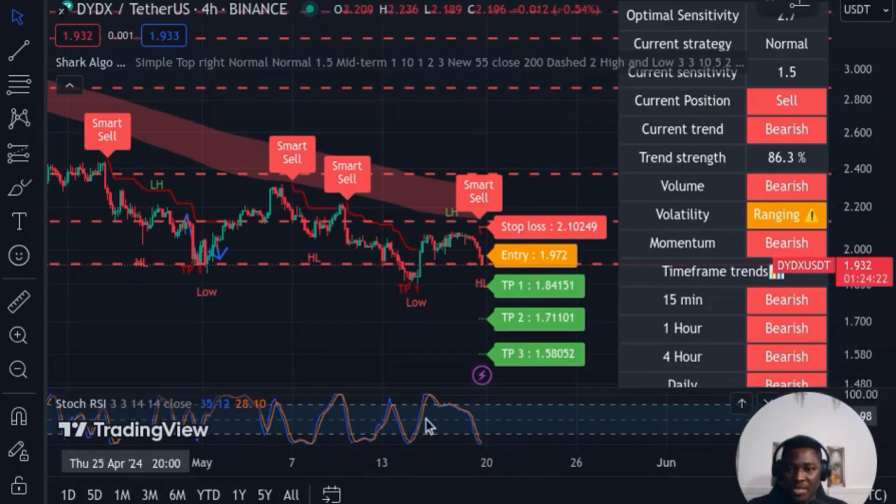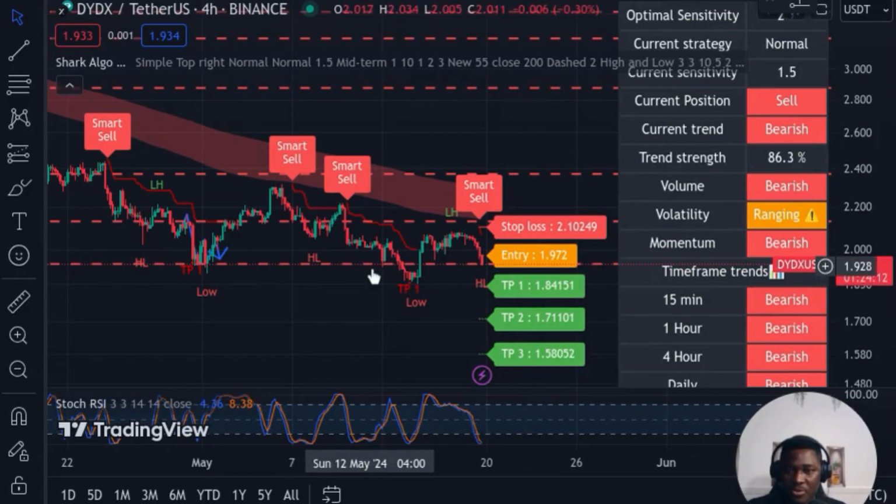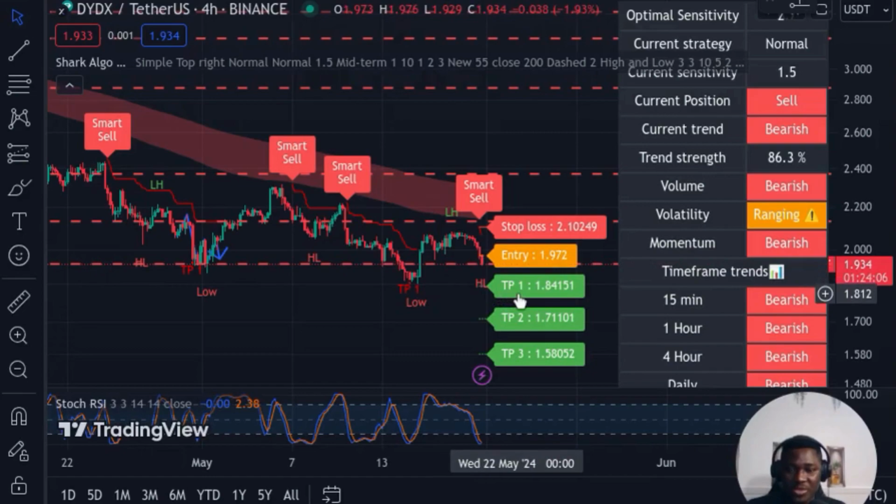Although our RSI indicator is showing us that the YDX is at an oversold position, that notwithstanding, we just broke a key support level, and as long as this key support level remains broken, we are going to fall and hit our TP1 and eventually hit our TP3.